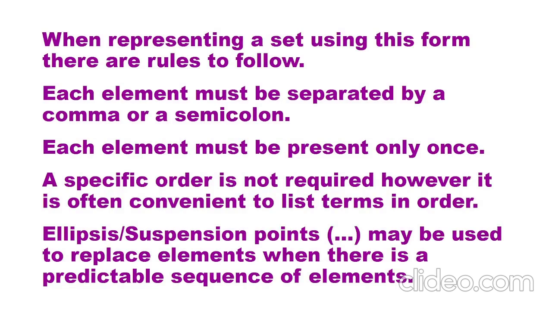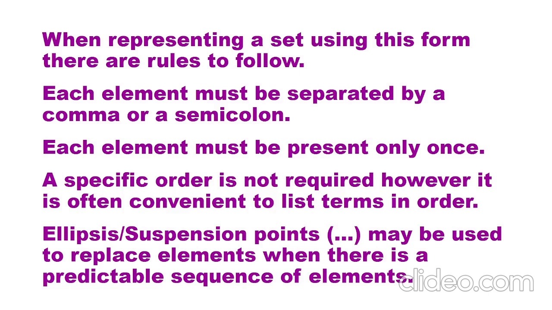A few things to remember when representing a set using the roster or listing method. Although I have already discussed this earlier, let me reiterate. Each element must be separated by a comma or a semicolon, but the most widely used is the comma. Each element must be present only once, so it must be listed down only once. You don't need to write the elements more than once. A specific order is not required. However, it is convenient to list the terms in order.